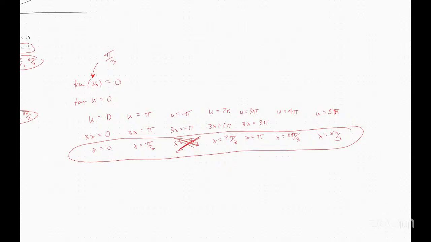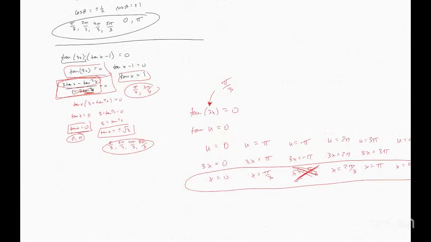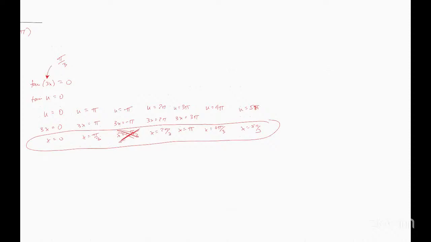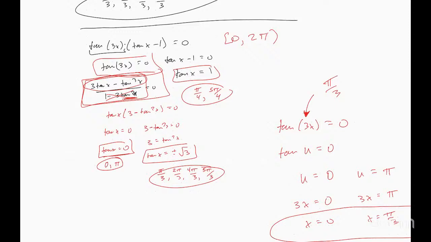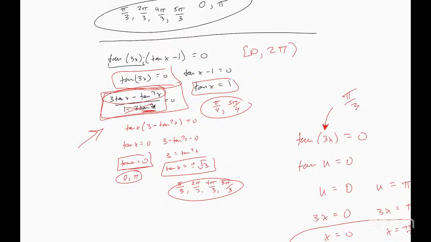So you just have to keep going around the circle until you get past 2 pi, right? If I go to 6 pi, then I would be at 2 pi, so that wouldn't work. I don't need that. Okay. So either way works. You could do it algebraically like I did, by finding a different formula for tangent 3x and then solving that algebraically, or you can use u substitution and go that way.